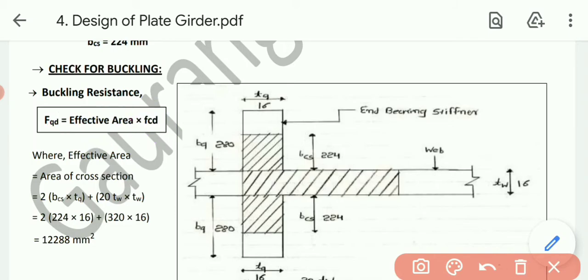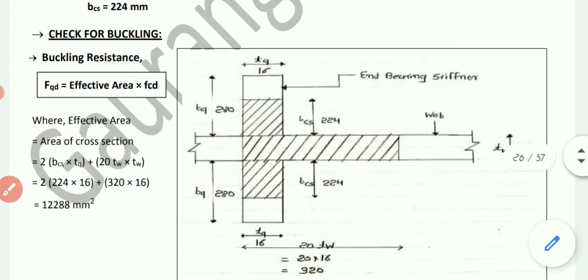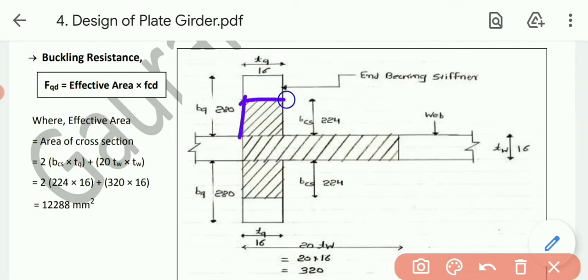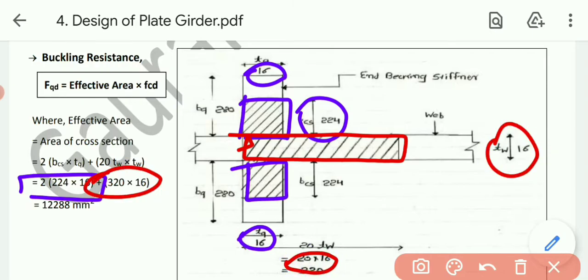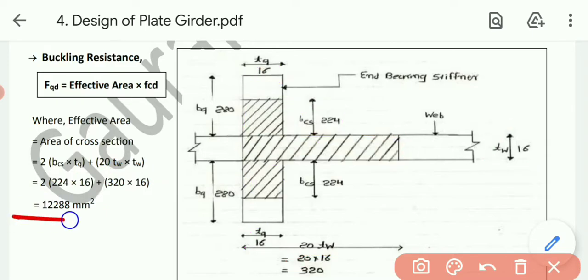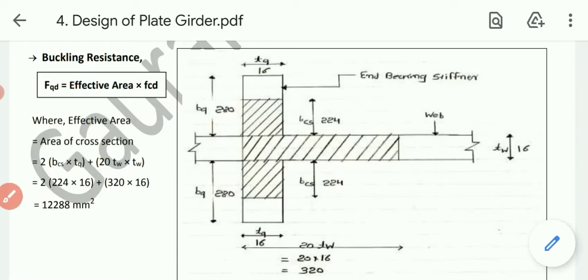Talking about area, we already know that the highlighted portion's area we can easily calculate. This one is 2 times 214 multiplied by 16, and this will be the effective area of the web, that is 320 multiplied by 16. So ultimately I will get the effective area, that is 12,288 mm squared. So I got the area. Now I need the value of fcd. fcd means design compressive strength.